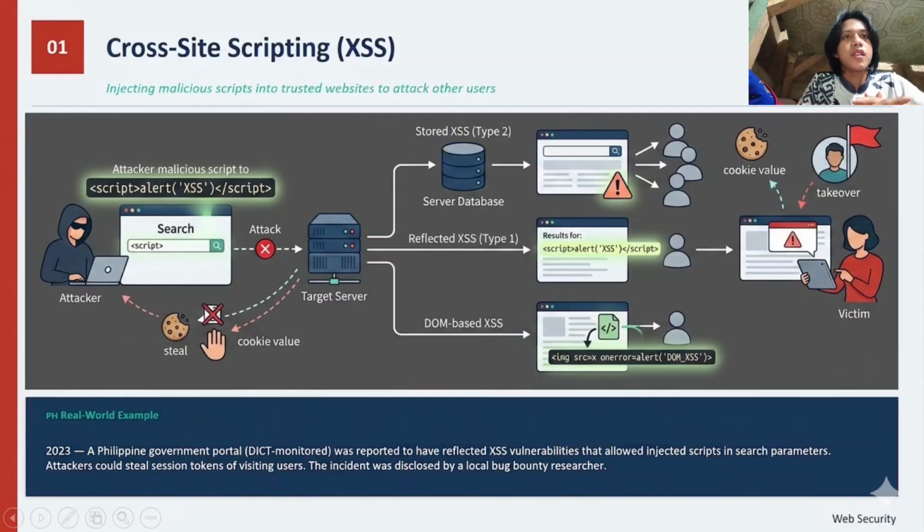Our first attack is cross-site scripting, or XSS. The core idea is simple but dangerous. An attacker injects malicious JavaScript into a web page, and when a victim visits that page, their browser runs the script, thinking it came from the trusted site. There are three types. One is reflected XSS in the URL. Second is stored XSS, saved in the database like a comment or profile. And the third one is DOM-based XSS, which manipulates the page directly.